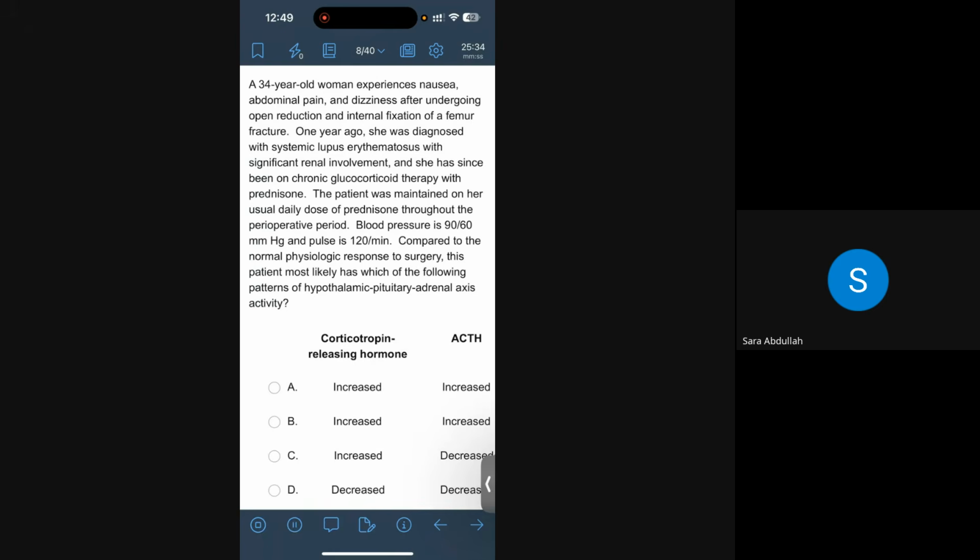One year ago, she was diagnosed with SLE with significant renal involvement, and she has since been on chronic glucocorticoid therapy with prednisone. So what will happen to the adrenal glands? They are going to be atrophied in this patient. She was maintained on her usual dose of prednisone throughout the perioperative period, not an increased dose. Compared to the normal physiological response to surgery, the patient most likely has which pattern of hypothalamic-pituitary-adrenal axis activity?